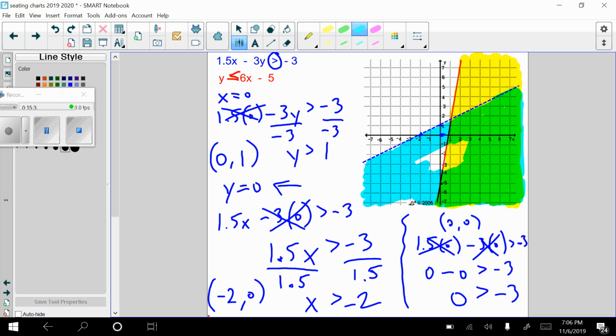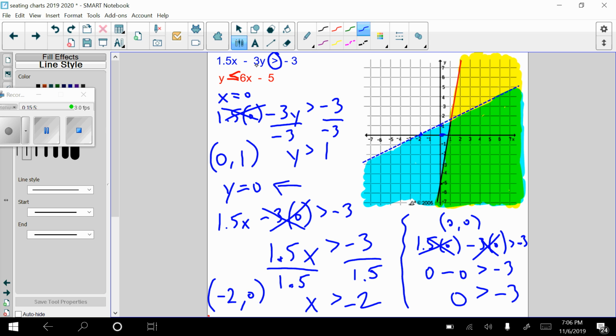So let's go over what this graph means real quick, just to wrap it up. So we've created both lines. We checked to see if the lines are solid or dashed. We did a test to see which side we should shade, and now we've shaded. So what you're going to notice is you kind of have 4 distinct regions of this graph.